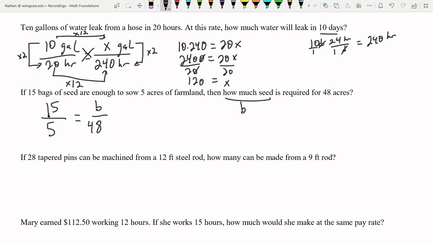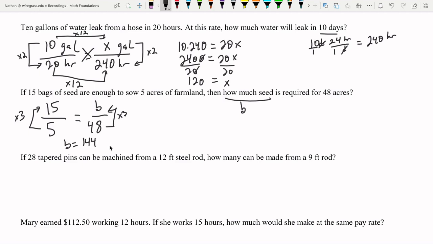So you can see I have bags of seed on top and I have acres on bottom. So I can use this proportional reasoning to solve for this. What I can see is that 5 times 3 is 15. That means 48 times 3 will be my solution. So we know that the bags is going to equal 48 times 3, which is 144.